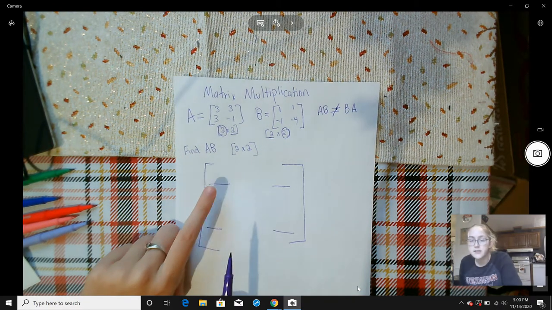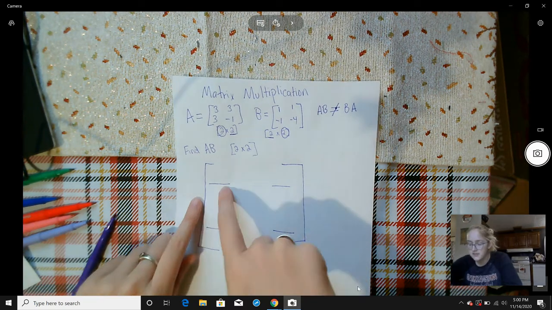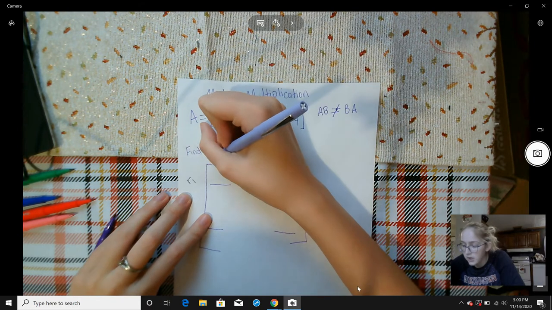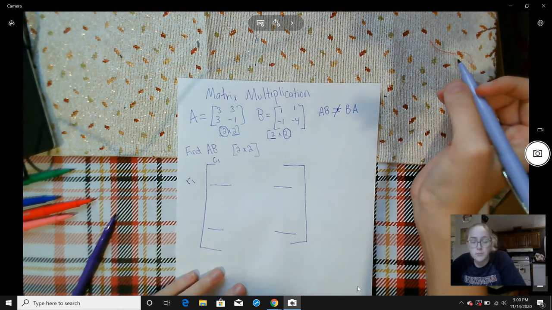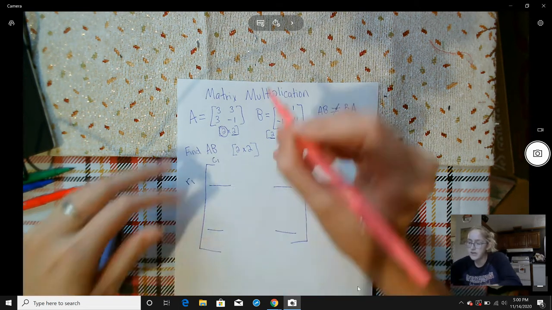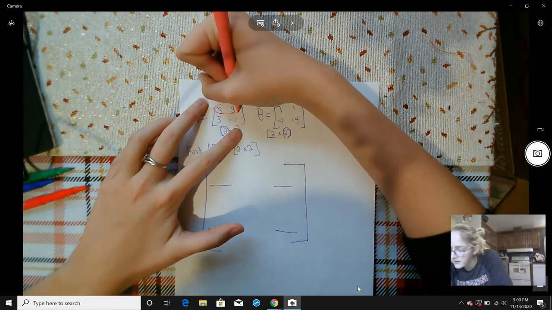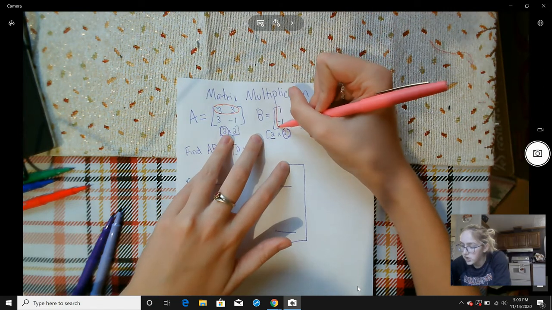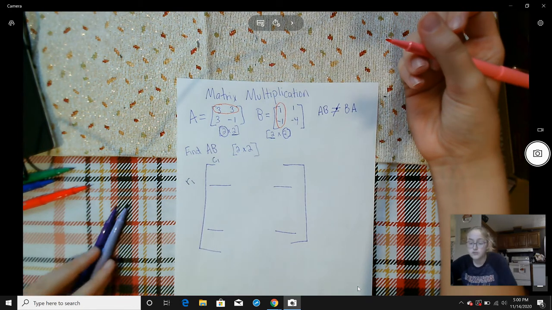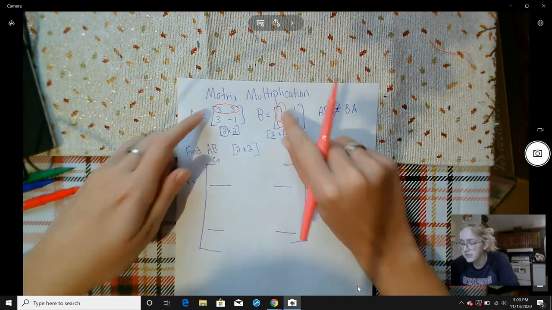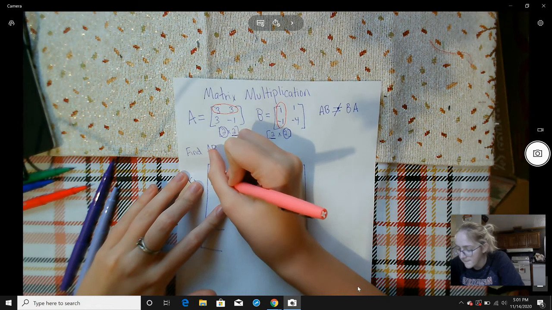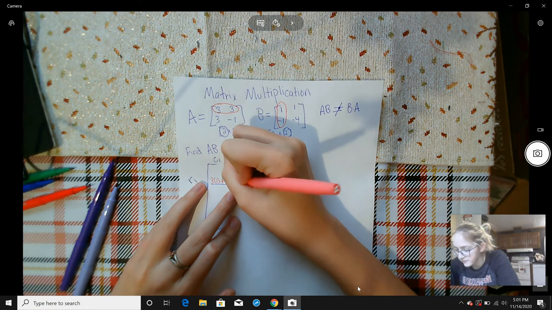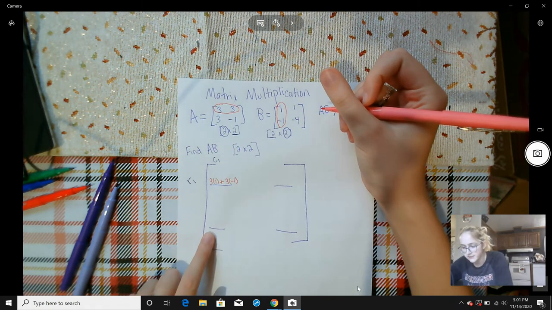If I want to find this first spot, this is in row 1, column 1. So for multiplication, in order to get this point, I'm going to take my first row in matrix A, and multiply it by my first column in matrix B. What that's going to look like is 3 times 1 plus 3 times negative 1.